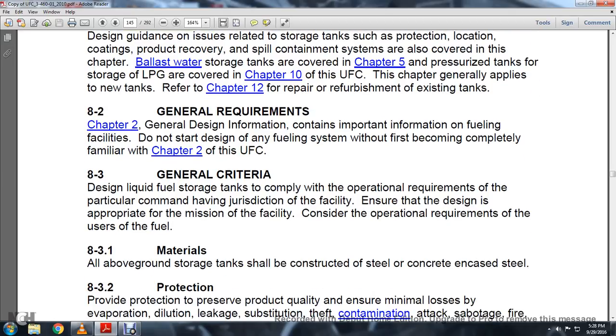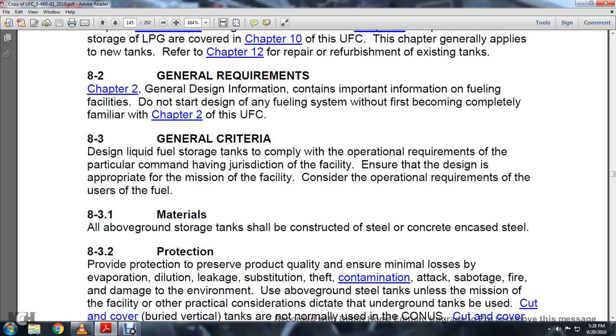8.3.1 Materials. All aboveground storage tanks shall be constructed of steel and concrete-encased steel. 8.3.2 The protection provided shall preserve the product quality and ensure minimal loss by evaporation, dilution, leakage, substitution, theft, contamination, attack, sabotage, fire, and damage to the environment. The aboveground steel tanks suit the mission of the facility.